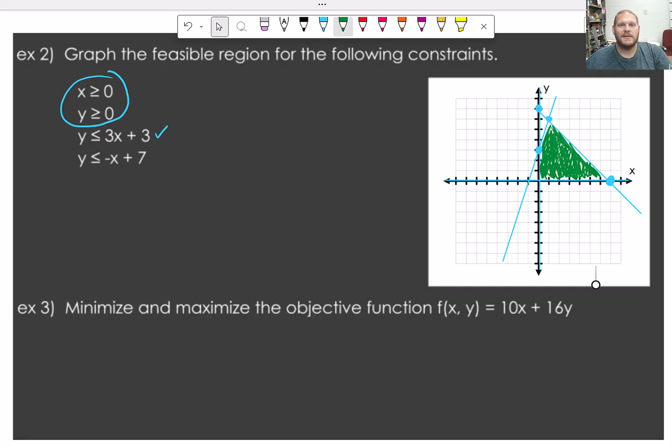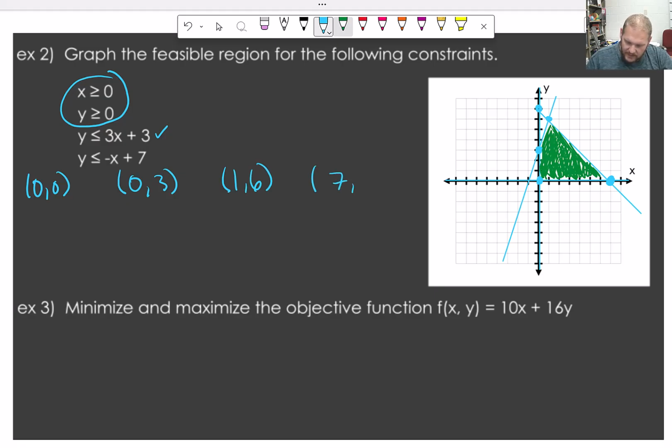Okay, so looking back at my coordinates here, my intersection points happen, I've got one of them at (0, 0). I have one of them at (0, 3). I have one of them over here at (1, 6). And then the one all the way far to the right happens at (7, 0). Okay, so those are my 4 different vertices for my feasible region.